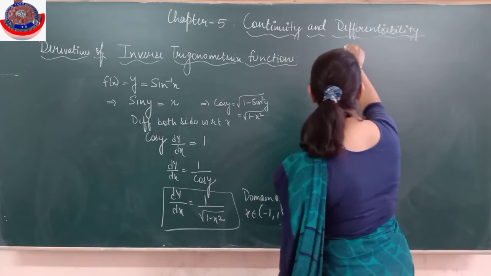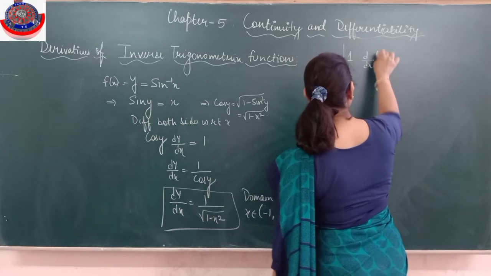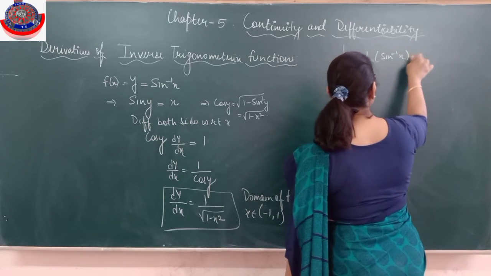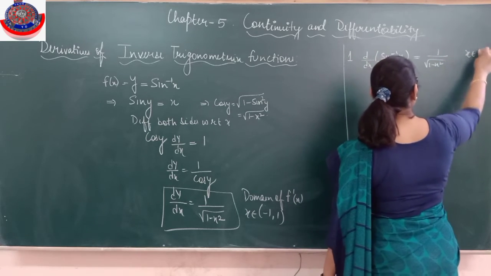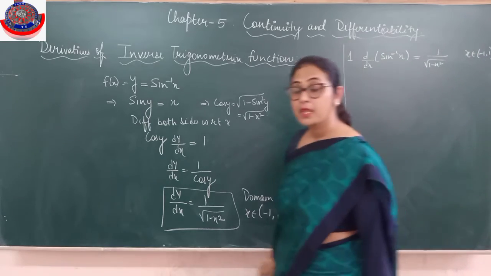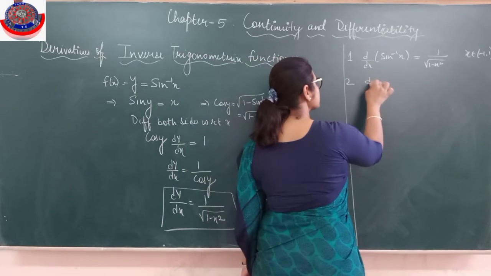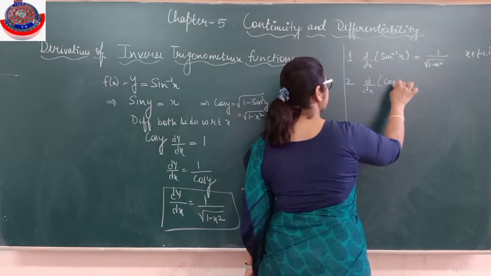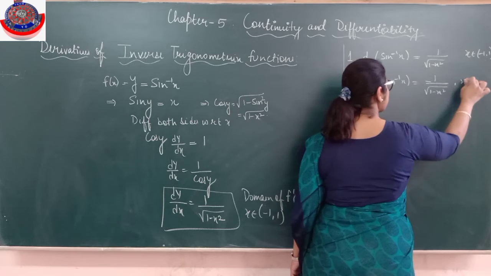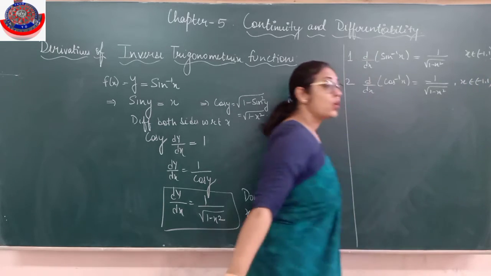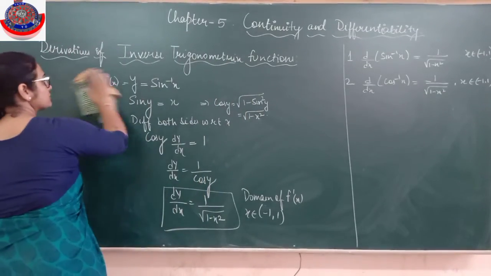Alright, so we got the first formula. Differentiation of sine inverse x is 1 upon under root 1 minus x square, x belongs to minus 1 to 1. Alright, similarly if I differentiate cos inverse, we get, you can derive it easily, minus 1 upon under root 1 minus x square, same, x belongs to minus 1 to 1. Is it clear? Alright, let's now differentiate tan inverse also.